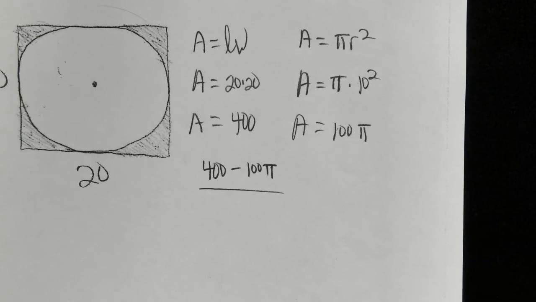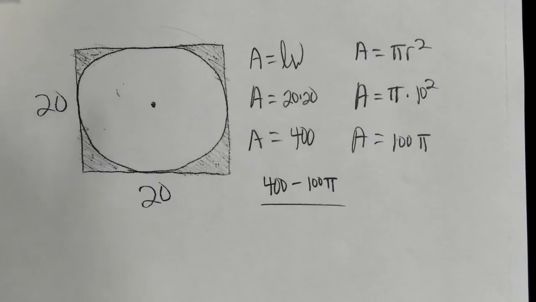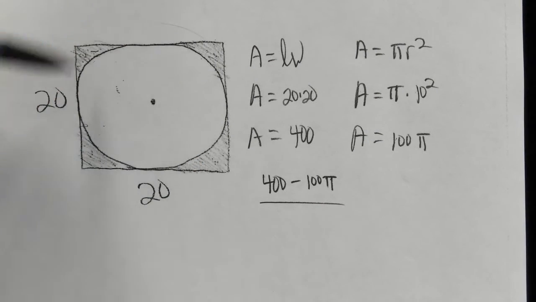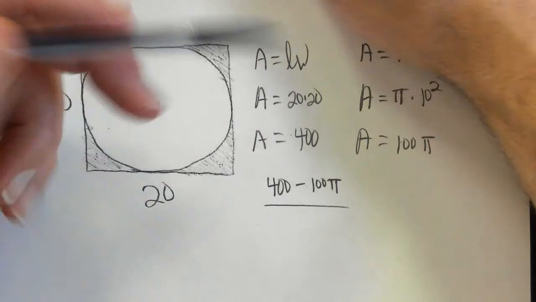Now here's the question. What's the bottom number going to be? The bottom number is the total area of the figure. What would the total area of this figure be? The full area of the whole thing. Well, we already calculated it when we did the area of the square. So that number is going to go on the bottom.